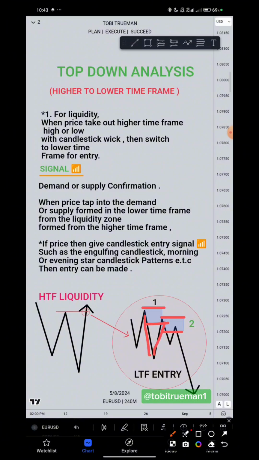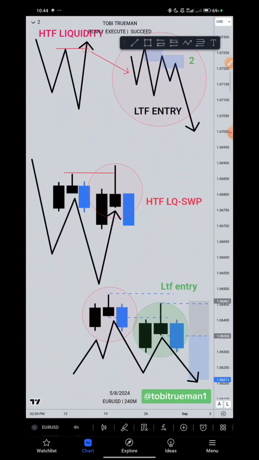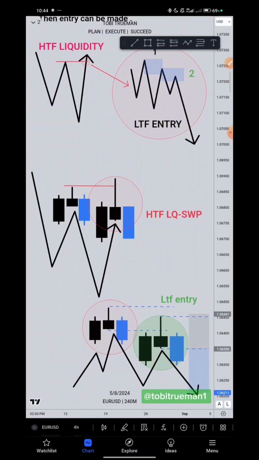So when price taps into the first supply zone, then this candlestick formation is formed. It is that second candlestick formation that I marked green. That is the one we are going to use to make our entry and trade accordingly. Okay, now this is a pictorial representation of it.